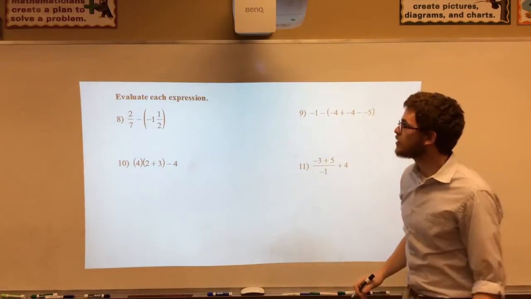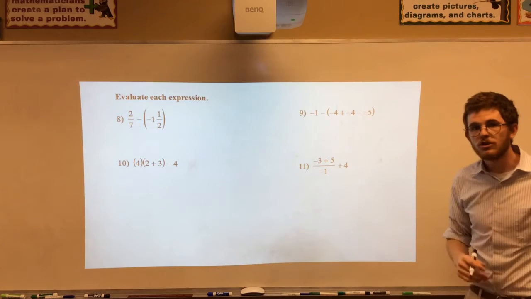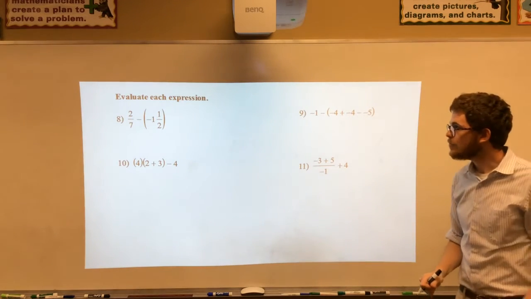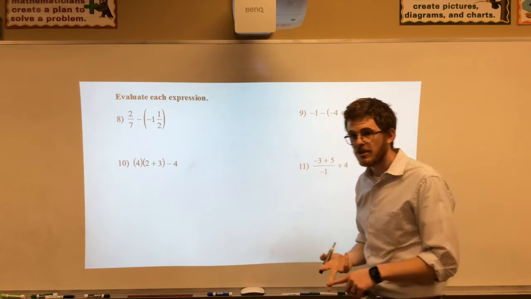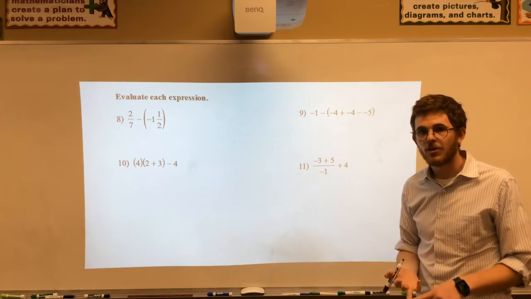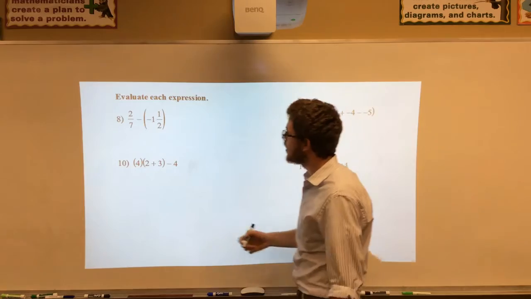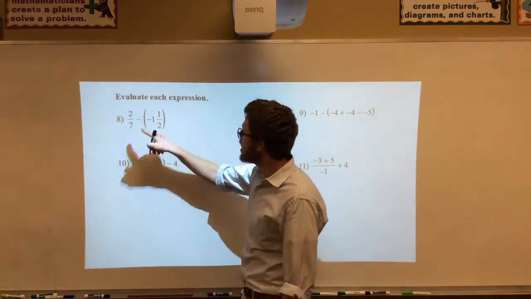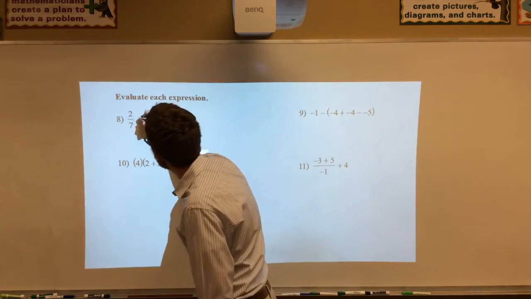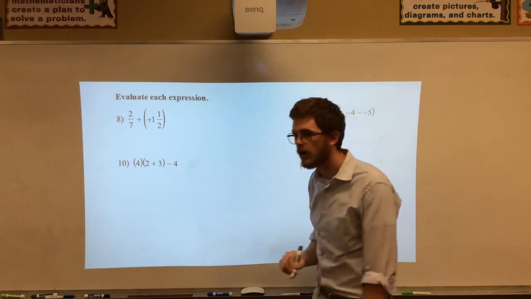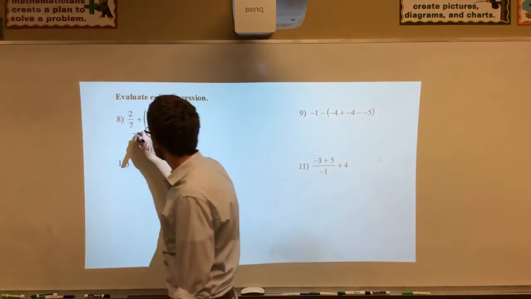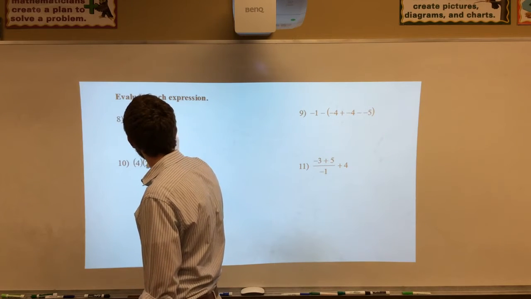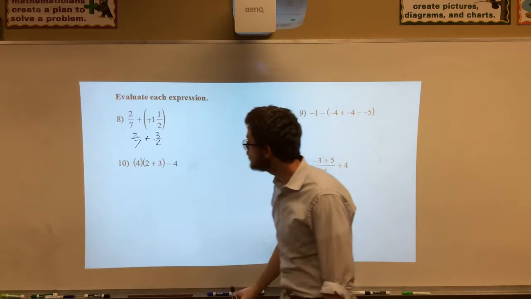When we are evaluating expressions, we're essentially using order of operations. Order of operations says we do parentheses, exponents, multiplication, division from left to right, and then addition and subtraction from left to right. Here, all we have is subtraction. Subtracting a negative is the same thing as adding a positive. I would change this to be an improper fraction. So we have 2/7 plus 3 over 2.